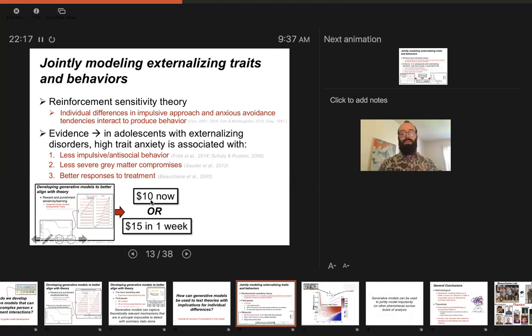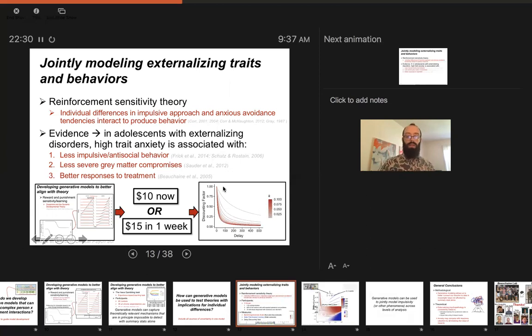And so this is a task wherein I'll give you $10 now or $15 in a week, which would you prefer? If you ask people a series of questions like this, you can actually estimate a parameter called K that tells us how much, as we increase the delay here, you discount this reward, right?